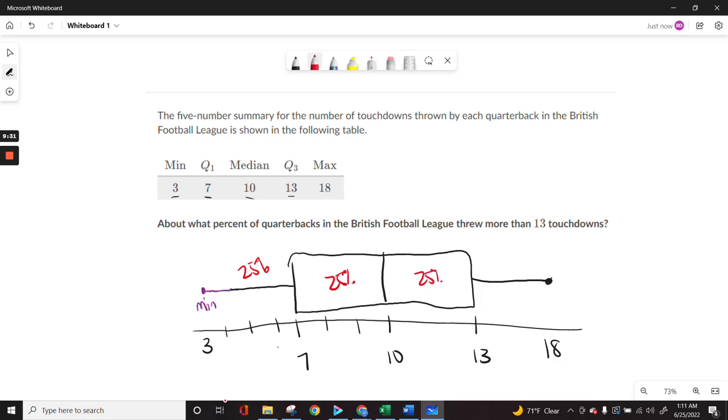25%, and so forth. So now when I read the question, it says, about what percent of quarterbacks in the British Football League threw more than 13 touchdowns? So again, if they throw more than 13, then less than 13 would be the other percentage. So if I'm looking at 13 right here, that's at 75%. So 75% throw less than that, and 25% would throw more than 13. So the answer would be 25% of quarterbacks in the British Football League throw more than 13 touchdowns.